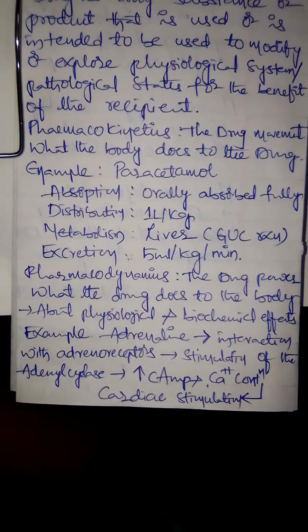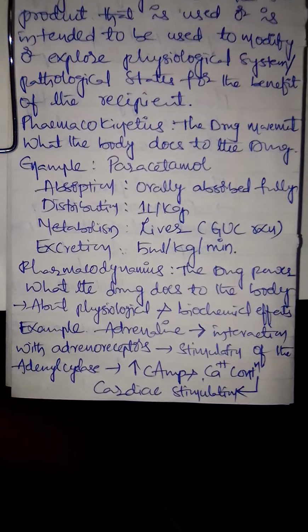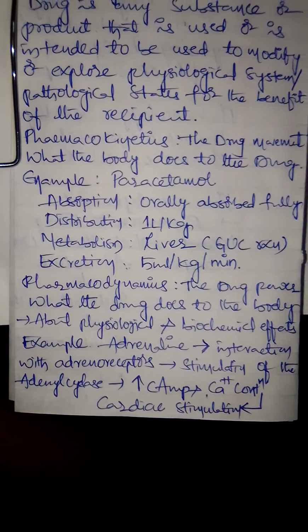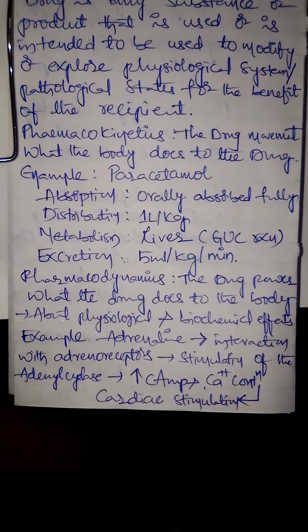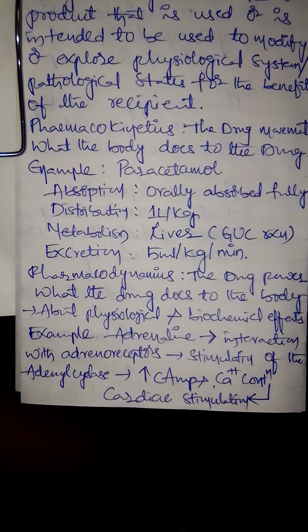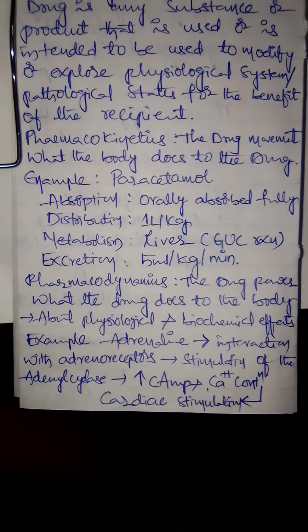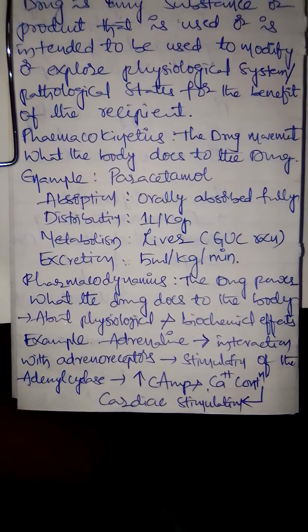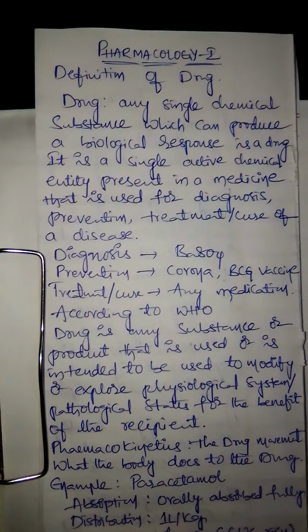So I hope you understand the differentiation between pharmacokinetics and pharmacodynamics. Pharmacokinetics means the movement of drug: absorption, distribution, metabolism and excretion. Pharmacodynamics means the power of the drug, that is, the physiological and biochemical effect of the drug molecule. Thank you.